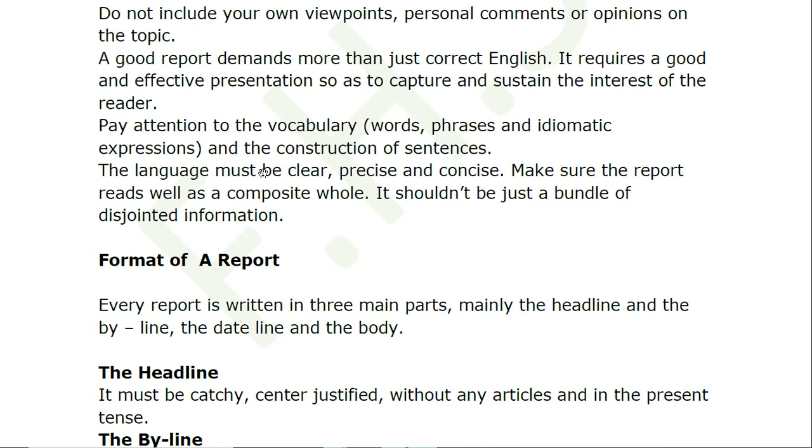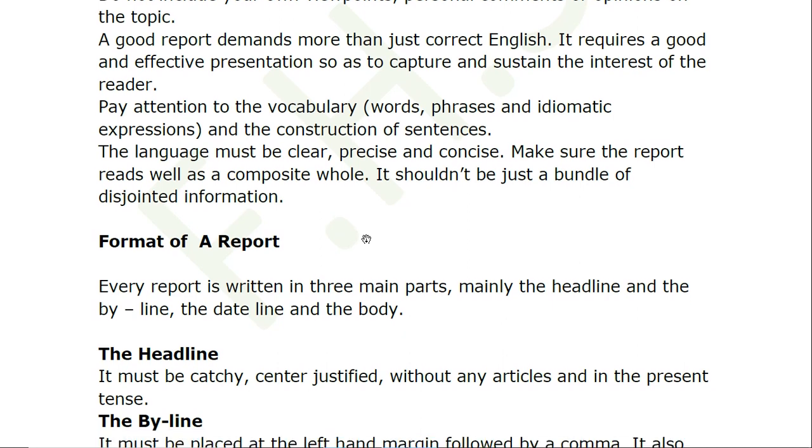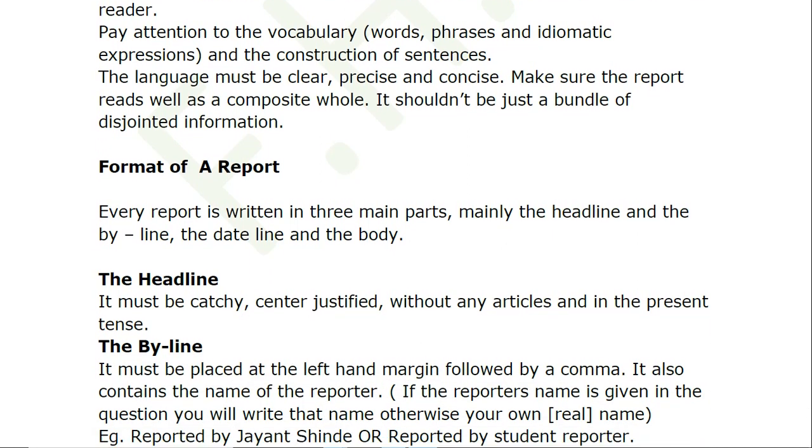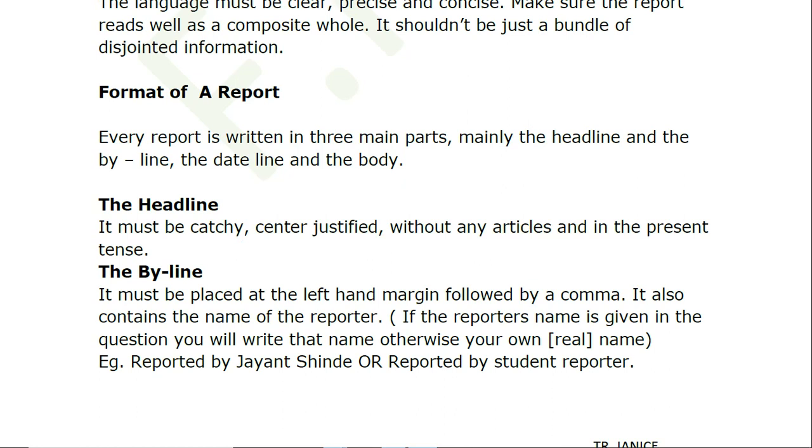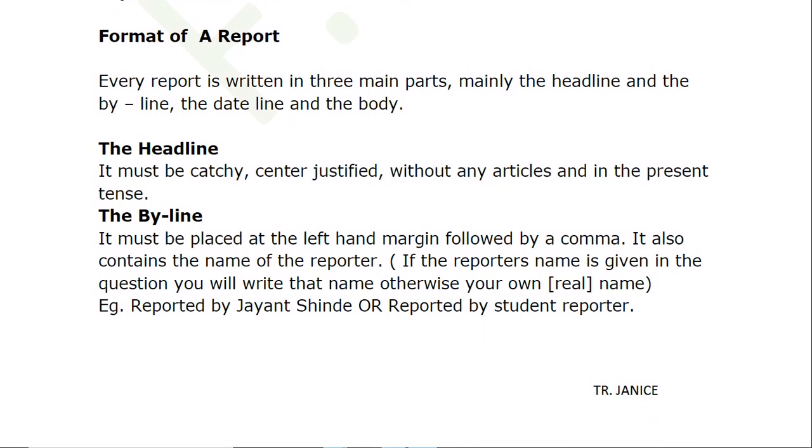And the construction of sentence. So you should also pay attention how you're forming your sentences. Proper sentence construction. Language must be clear, precise, and concise. So your language must be very, very clear. Everyone should understand. Make sure the report reads well as a composite whole. It shouldn't be just a bundle of disjointed information. So maybe you have a lot of information, but you have not put it in the proper way. Yes, you have to say whatever you have to say in a proper and complete manner.